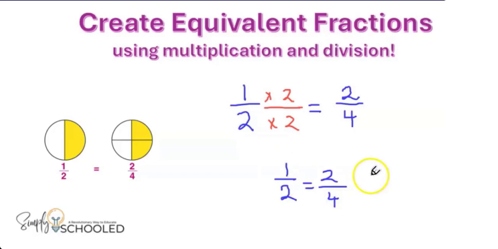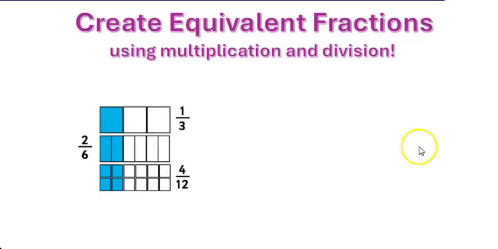Now, the reason that works is because 2 over 2 actually equals 1. And when you multiply any number by 1, you get the same thing. It's as simple as that. So let's look at a couple other examples so you start to see it.